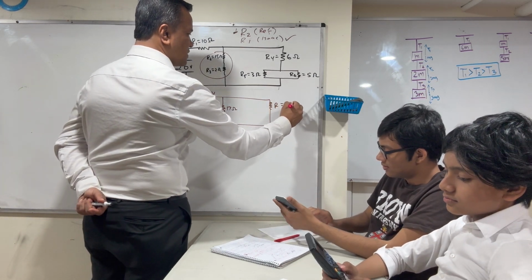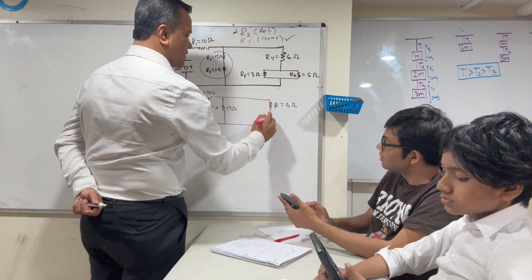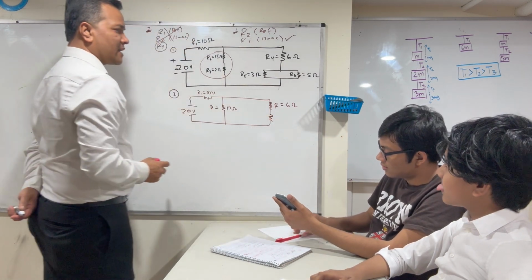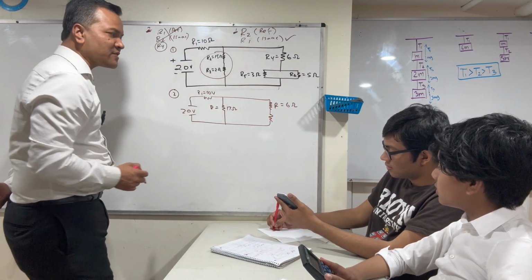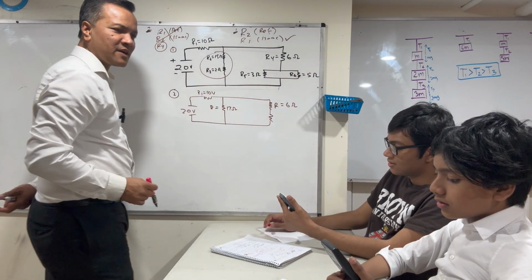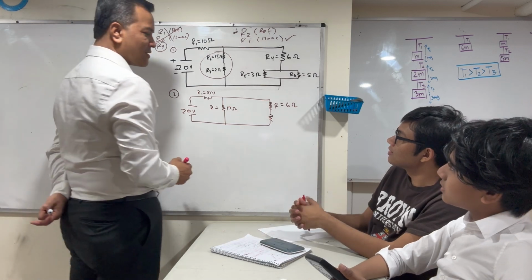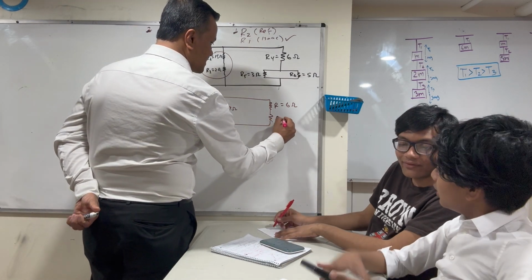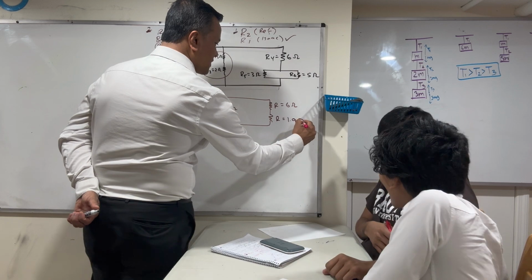R is 6 ohms. And what is this one? Isaac, you are good in adding things because 15 plus 2 is 17. So 3 plus 5 is 8. Is that right, Isaac? No, it's 1.86. Okay, so 1.9. 1.875. 1.9 it is.